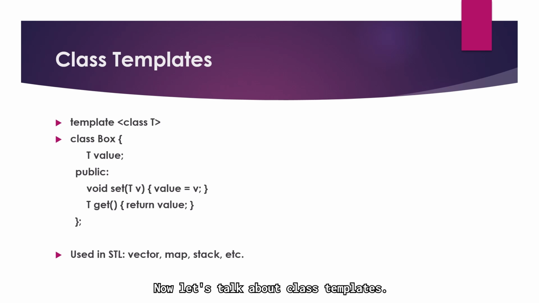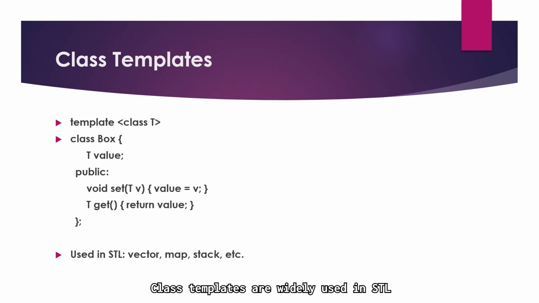Now let's talk about class templates. Class templates follow a similar idea but on a larger scale. They define a blueprint for an entire class that can work with any data type. In this example, we have defined a Box class that can store any type T. We can use this class to create a Box<int>, a Box<double>, or even a Box<string>.